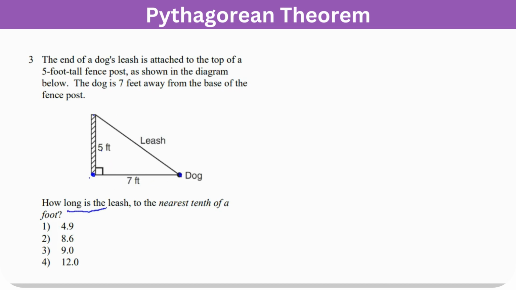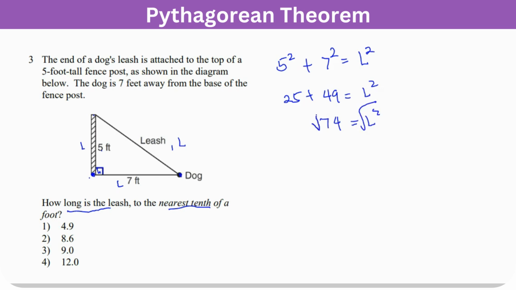The question is, how long is the leash to the nearest tenth? Nearest tenth means one decimal place, right? So now again, this is your 90 degrees, so these are the legs, right? So according to the Pythagorean theorem, you square the legs. 5 squared plus 7 squared equals the hypotenuse, which is the leash. Let's call this one letter L, okay? So L squared. 5 squared is 25 plus 7 squared is 49 equals L squared. 25 plus 49, that's 74, equals L squared. Now you take the square root of both sides to get L. Then L will be equal to the square root of 74.